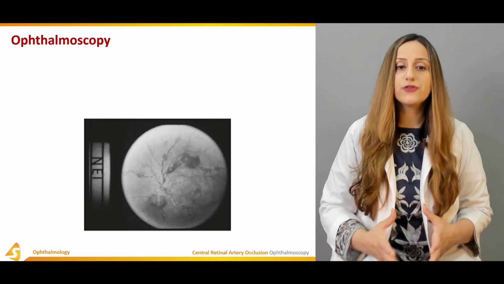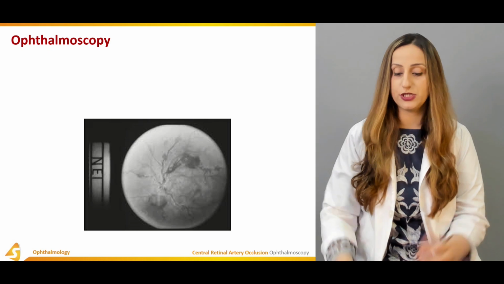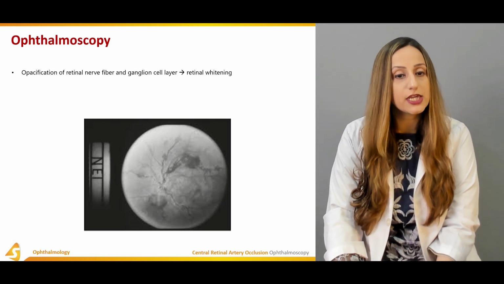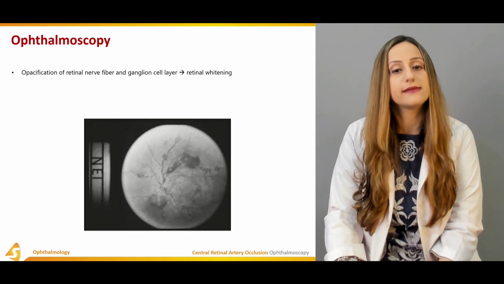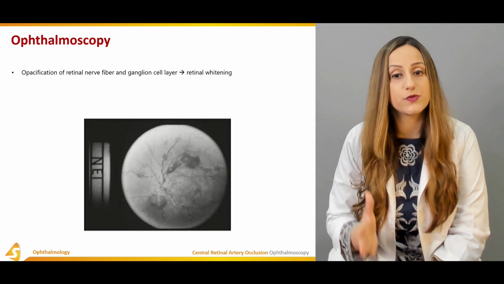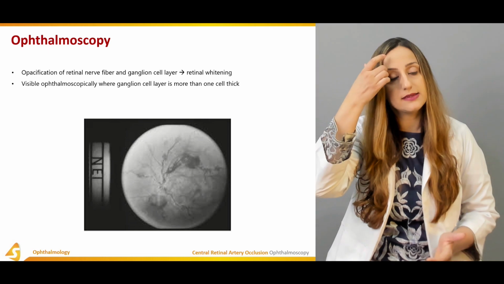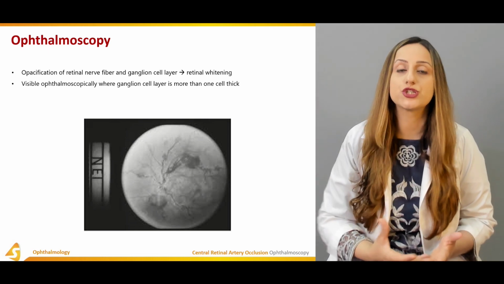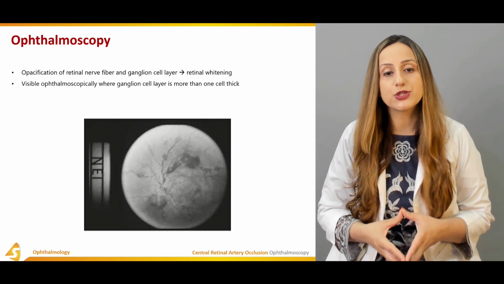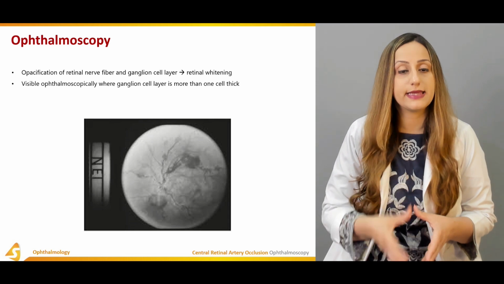So just going through the ophthalmoscopy findings in this particular case, we're just going to have a look at it: the opacification of the retinal nerve fibers and the ganglion cell layer. Usually there is retinal whitening that is observed in these particular cases. This is due to, again, the ischemia of the retina, which is caused by the occlusion of the retinal artery. It is visible ophthalmoscopically where the ganglion cell layer is more than one cell thick.